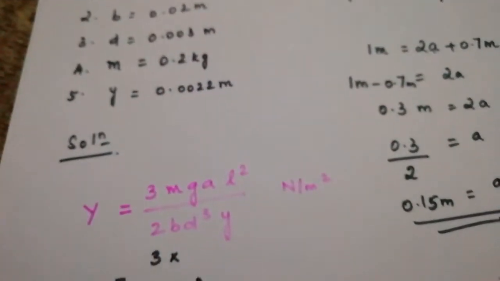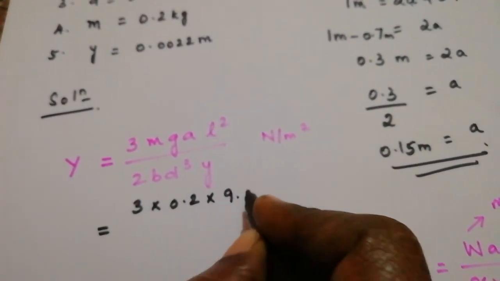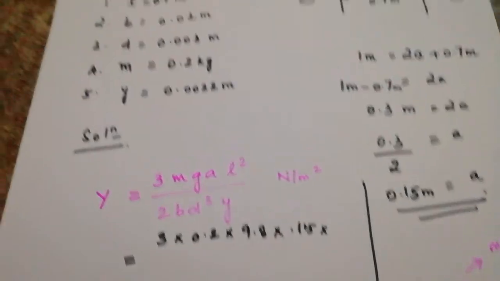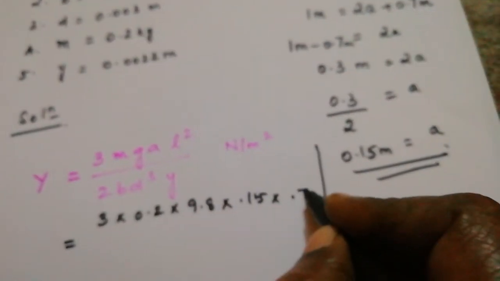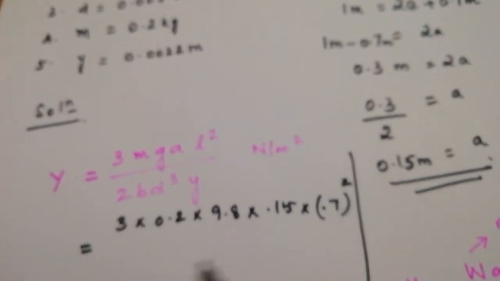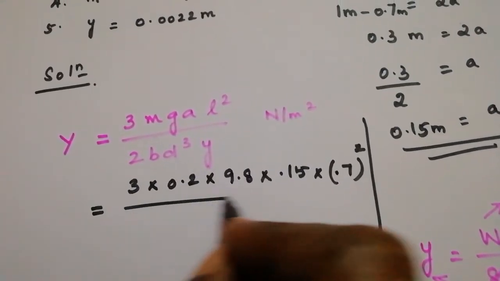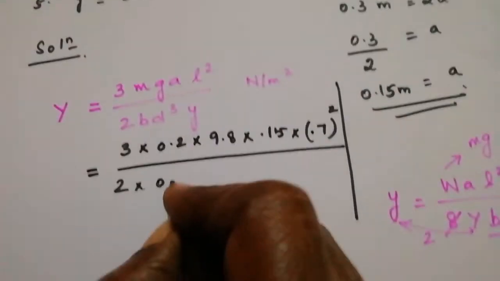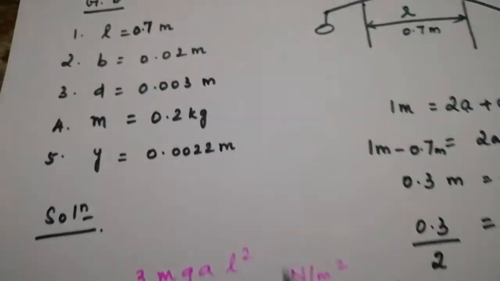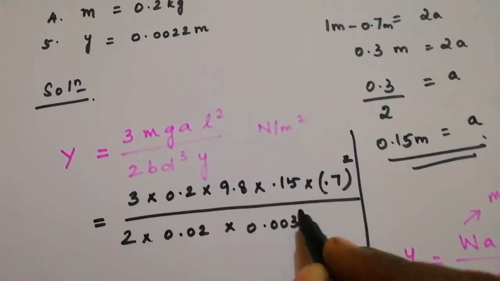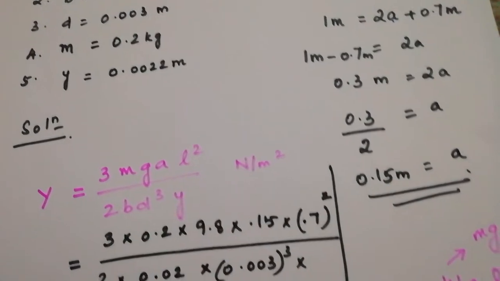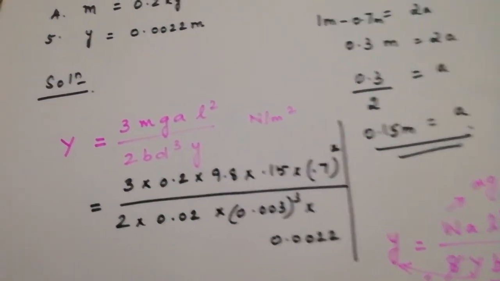Now, substituting the value of all these, I'll get 3, M value is 0.2, g is 9.8 and a value is 0.15. L square is 0.7 the whole square, divided by 2 into breadth 0.02 and thickness 0.003 the whole cube into y, given as the elevation here, 0.0022.